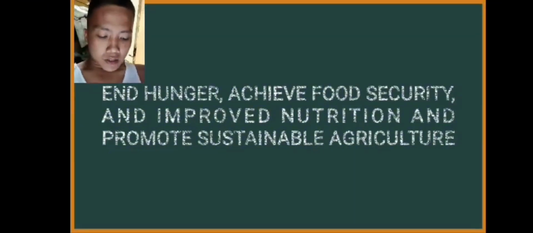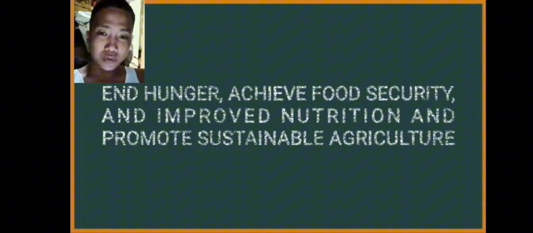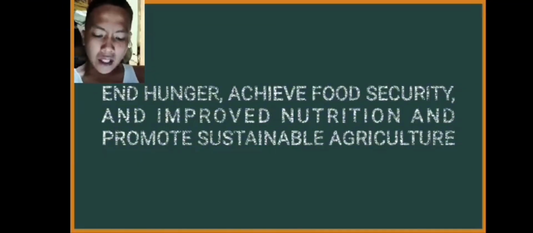Kasi guys, there are more than 790 million people that still don't have regular access to nutritious food. It means marami pa talagang nagugutom.